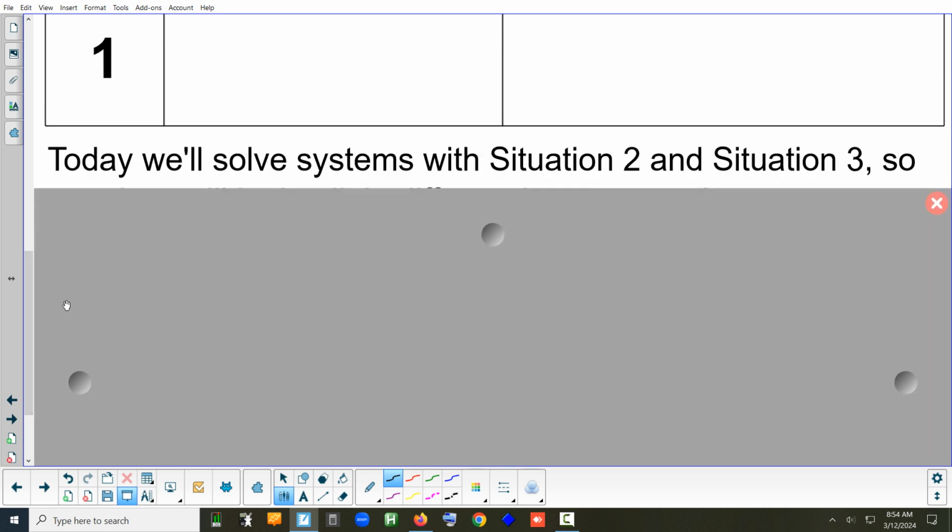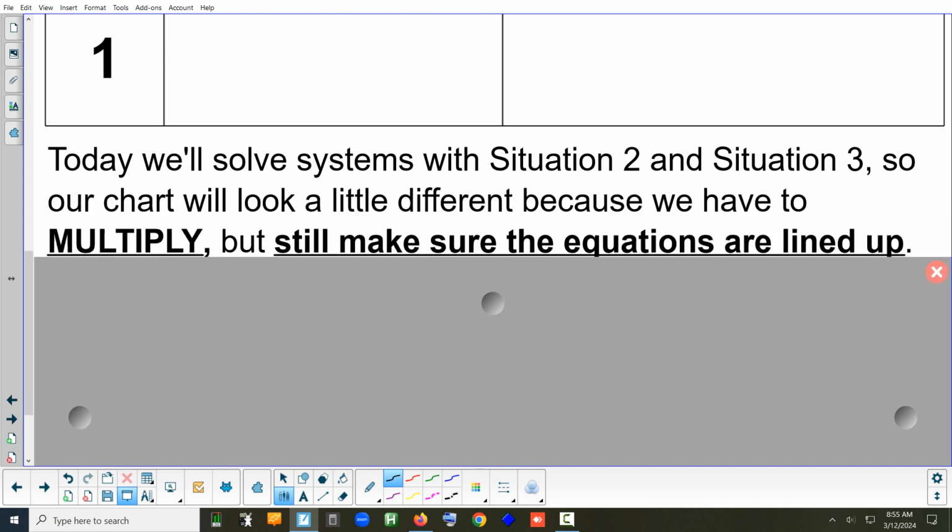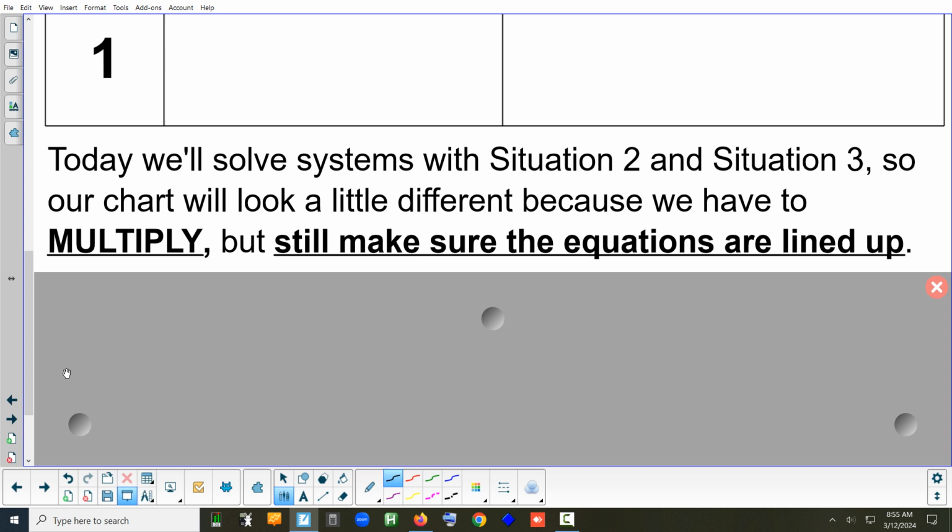All right, so today we're going to solve with situations 2 and 3. Okay, so this is the first thing you need to write down. Our chart is going to look a little bit different because, on the first blank, you're going to put we have to multiply. So we're going to have to do some multiplication first. And then on the second blank, you want to put, but we still need to make sure the equations are lined up. Remember, lined up means x's plus or minus, y equals, and then a number.